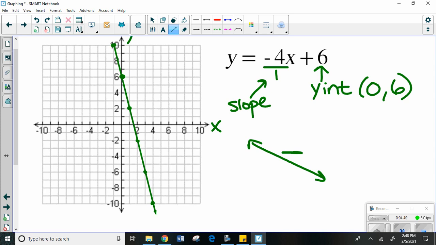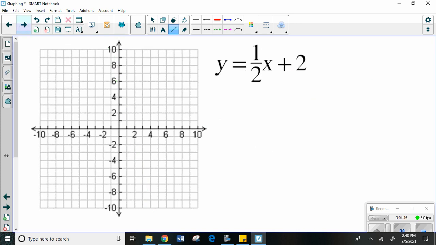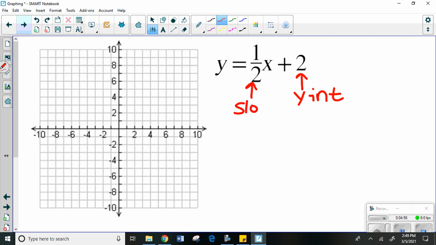Perfect. Now I want you to keep going and see if you can finish this worksheet. So this y-intercept is at a positive 2. My slope here is a positive 1/2, so that means your line needs to be increasing. Rise 1, run 2. You can do it.